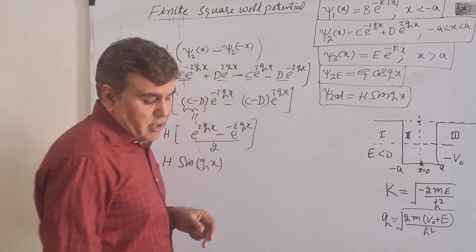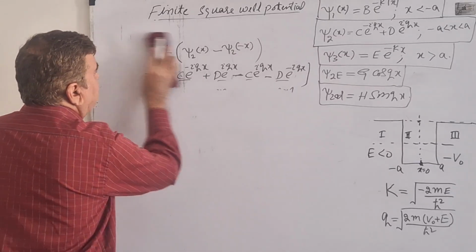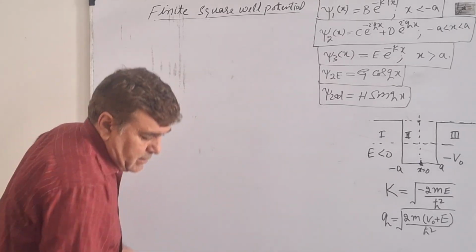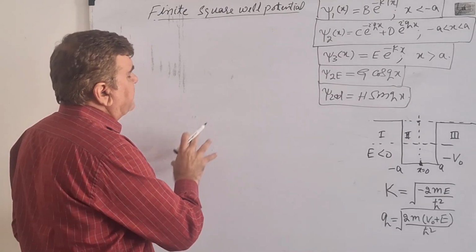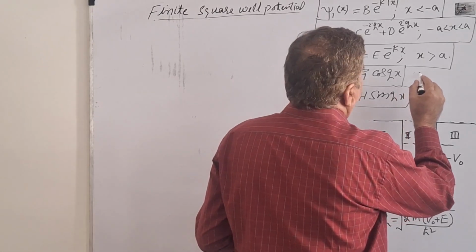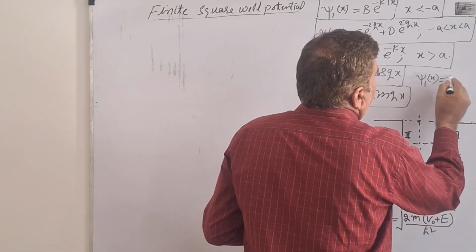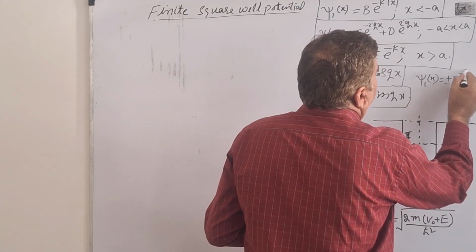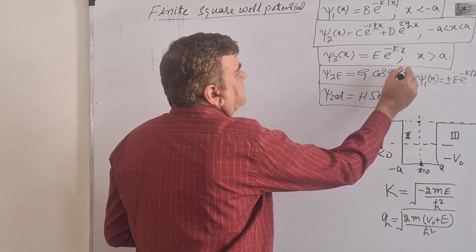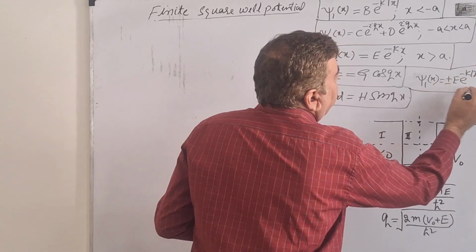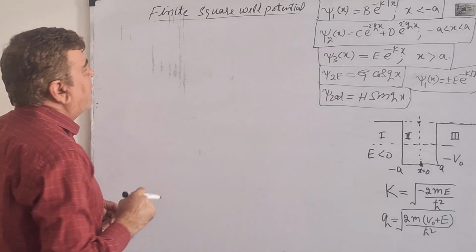So now we have different sets of wave functions. I removed that somewhere, and I should have noted that psi 1 of x becomes plus minus e exponent minus kx, right? With a plus value it is even, and with negative value it is odd. So we have two sets of wave function.